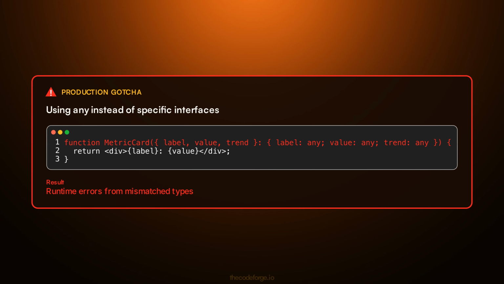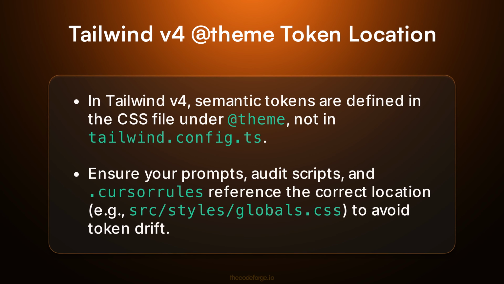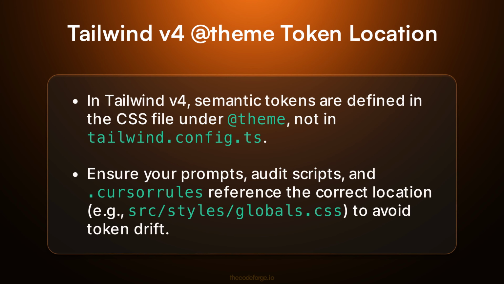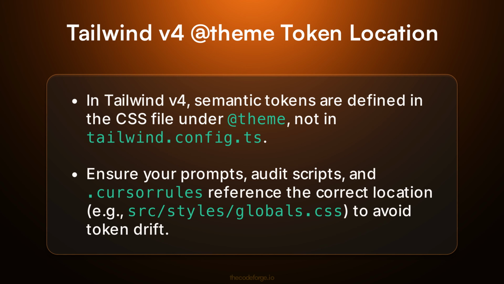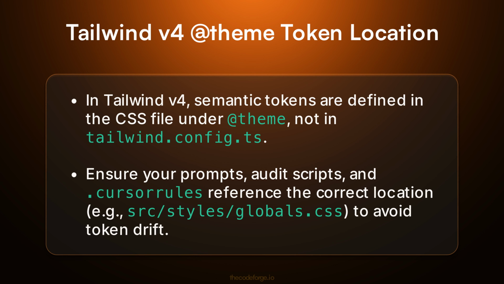Always define proper interfaces. In Tailwind v4, semantic tokens are defined in the CSS file under @theme, not in tailwind.config.ts. Ensure your prompts, audit scripts, and Cursor rules reference the correct location, e.g., src/styles/globals.css, to avoid token drift.